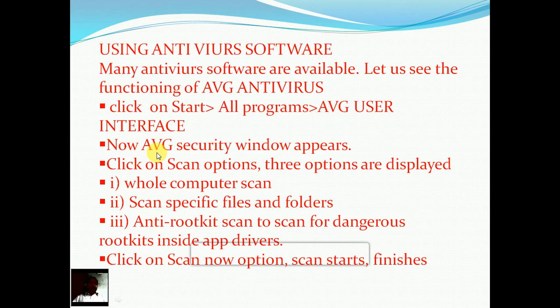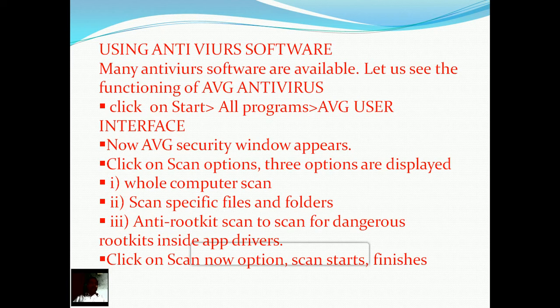Next one, using antivirus software. So far we discussed what antivirus is and how it can be useful. And today, in this topic, we will explain how it can be used in your computer. As an example, many antivirus softwares are there, and some are available free of cost. For some antivirus softwares we have to pay. Here we are discussing AVG antivirus. Let us see the functioning of AVG antivirus.